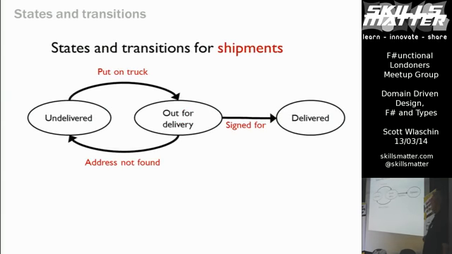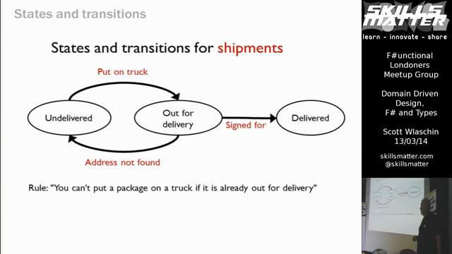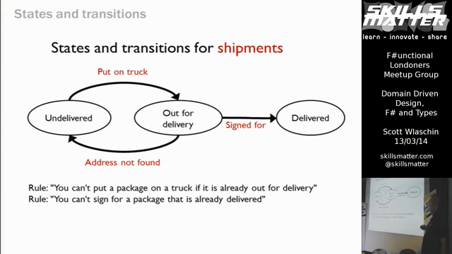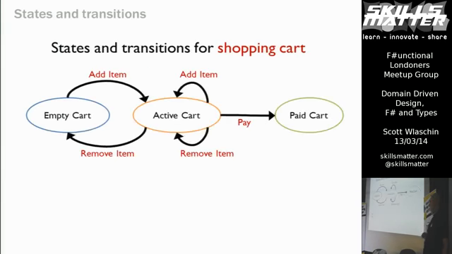Here's another one. You're doing shipments, deliveries. It starts off being undelivered. It goes out for delivery. It gets signed for before it's delivered. If the address isn't found, it gets put back in the warehouse again. But there's all sorts of business rules. You can't put a package on a truck or a lorry if it's already out for delivery. You can't sign for a package that's already delivered. These are the kinds of things that are so bug-prone. I mean, state machines are great because you're always dealing with errors if you don't have it like this. So I'm going to talk about one of my favorites, which is a shopping cart or a shopping trolley, shopping basket.